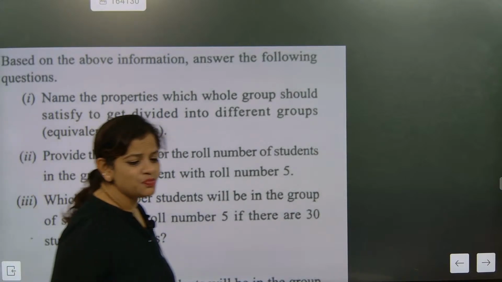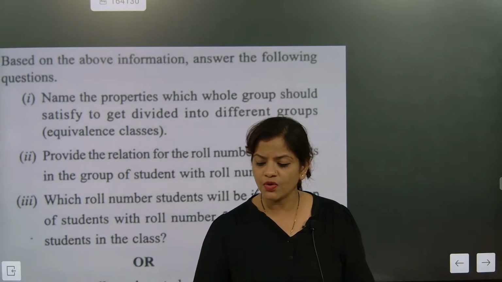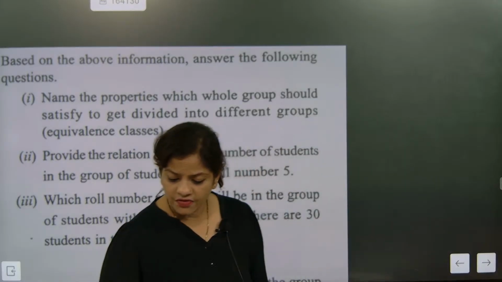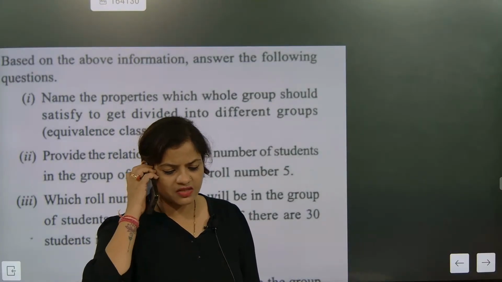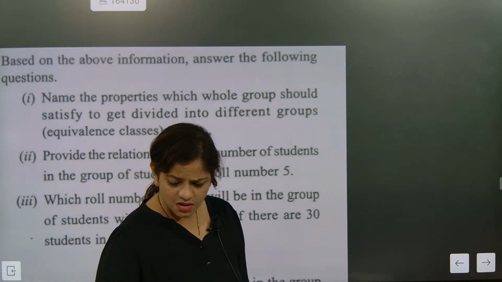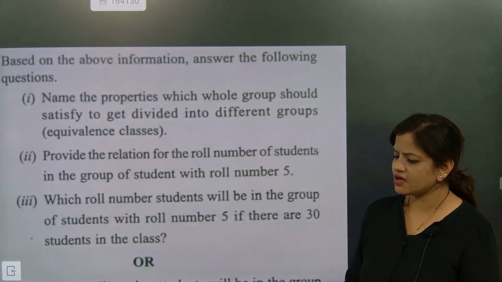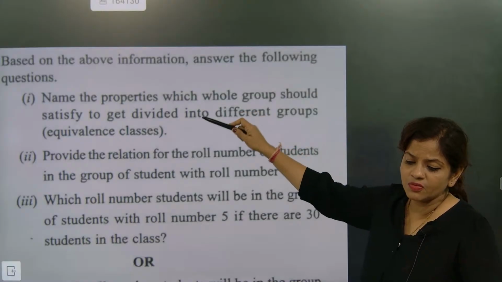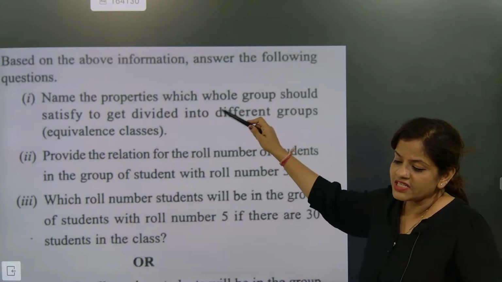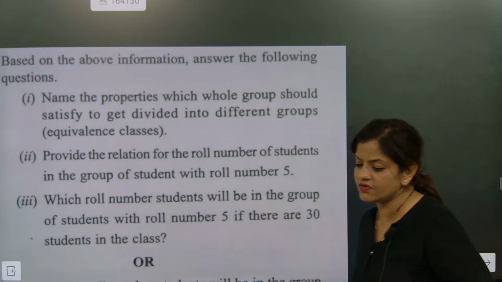Equivalence classes are possible only when it is an equivalence relation. So which property is it going to satisfy? It is going to satisfy reflexive, symmetric and transitive. When it satisfies reflexive, symmetric and transitive, only then does it become an equivalence relation.